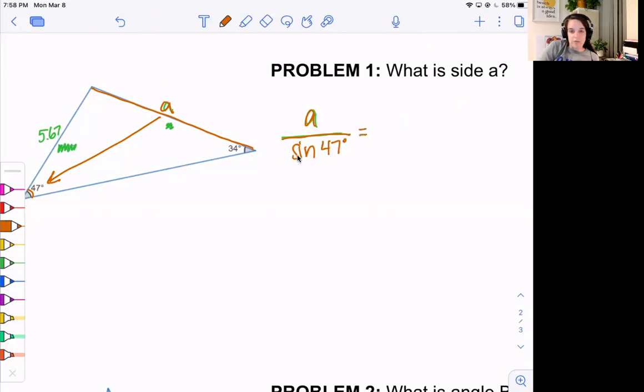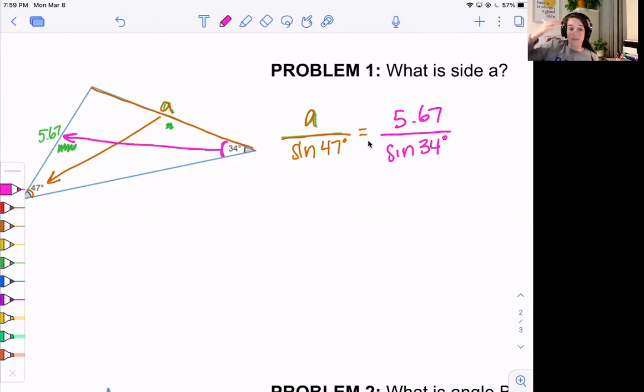That is equal to, I need a second pair, right? So I have my second pair here, I have my angle 34 and 5.67. So I'm going to look here, my sides on top, 5.67 over sine 34 degrees. Super important to note, if you put sides on top, they have to stay on top, right? Both of them have to be sides. In this case, these are my sides. And if angles are on the bottom, put angles on the bottom like that, right? These are our angles.